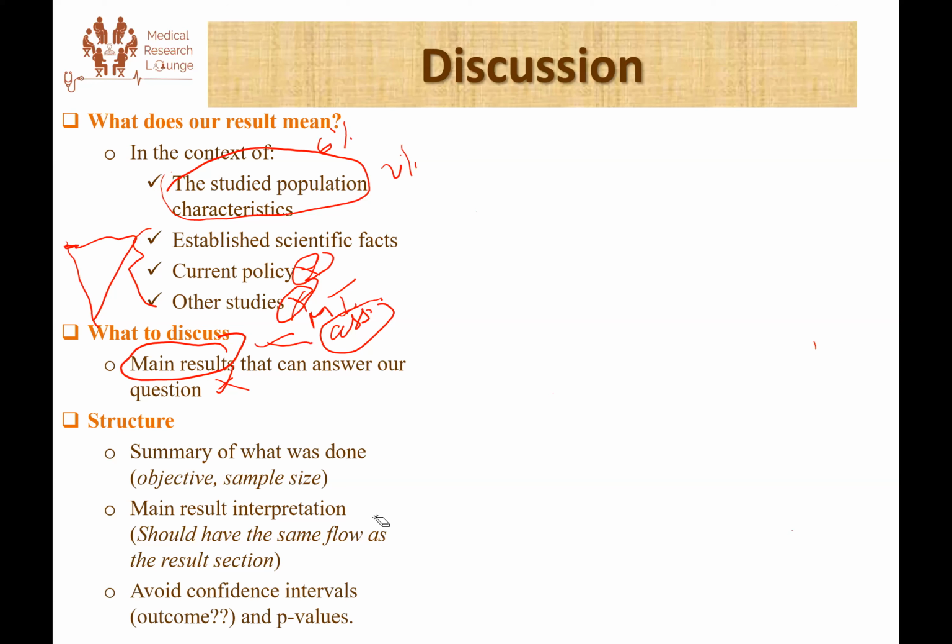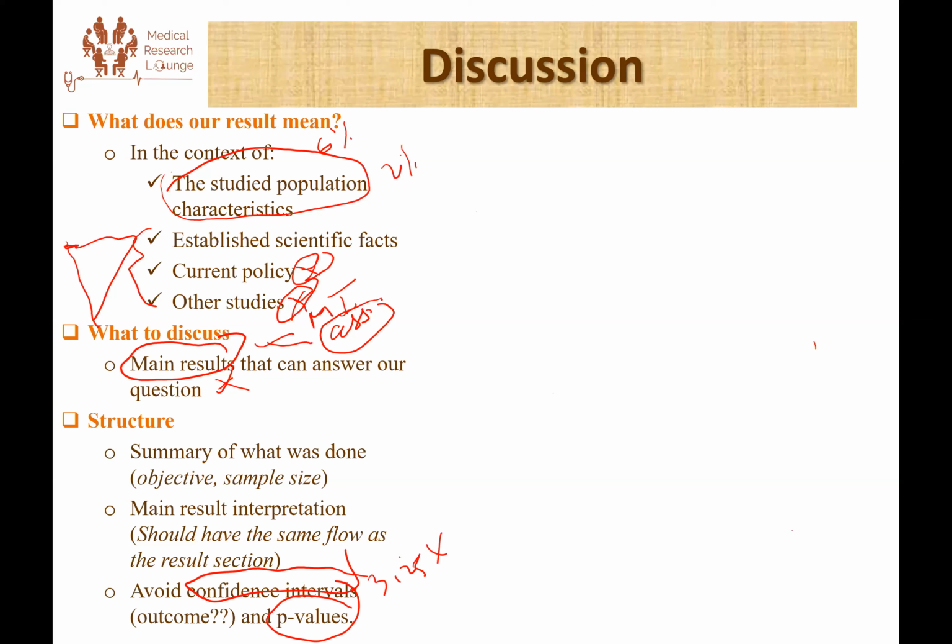So the last one is, we have to avoid confidence intervals. Sometimes confidence intervals and p-values are not something that should be presented in our discussion section. For example, we can say that the odds of developing MI among patients with diabetes is like 3.25 times higher than those with no diabetes.